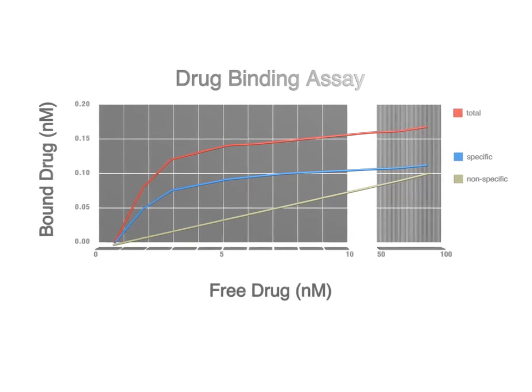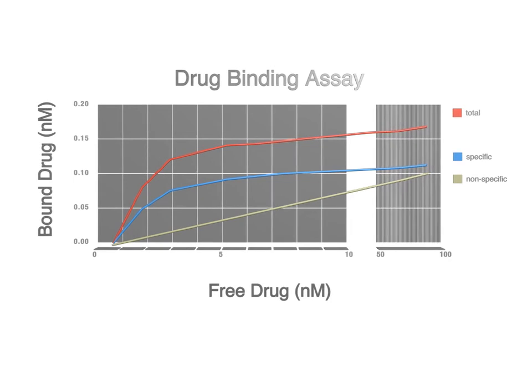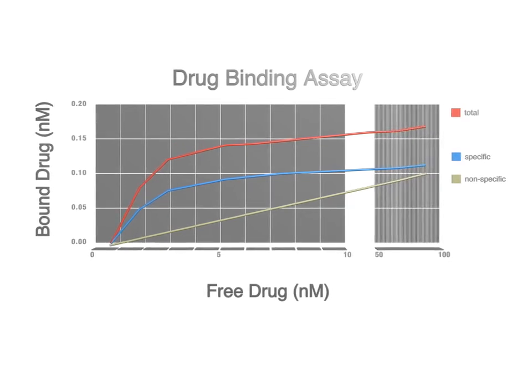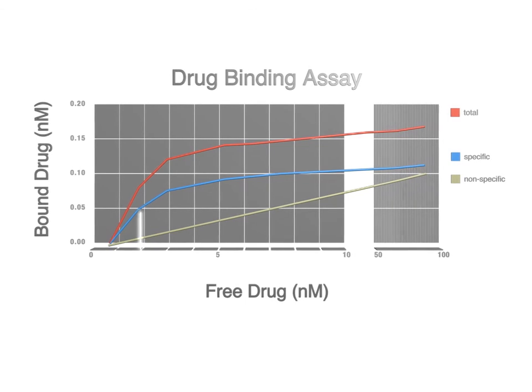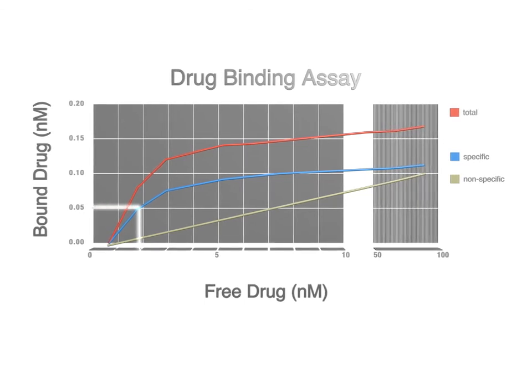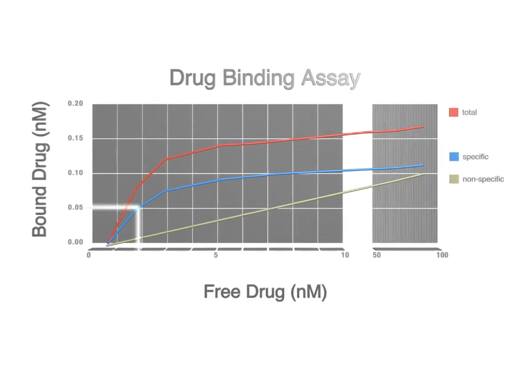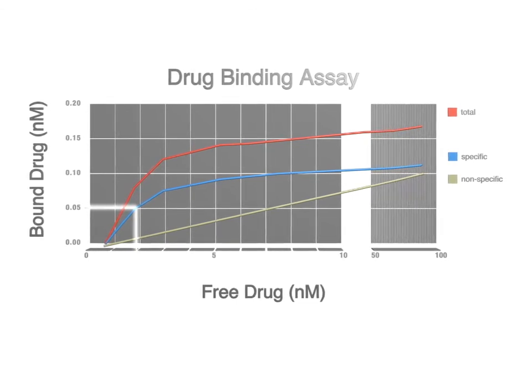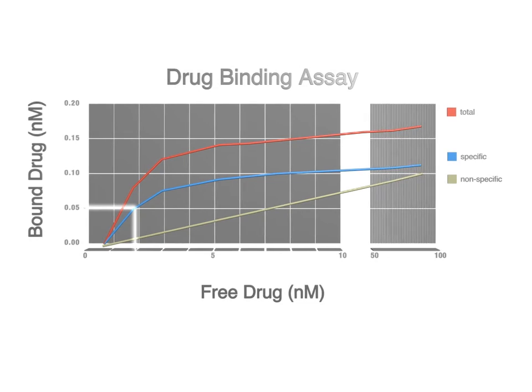This allows us to estimate the total number of receptors in our assay from the maximal binding. We can also determine the affinity of the drug for the receptor as the concentration of drug required to occupy 50% of the receptors, which in this example is approximately 2 nanomolar.